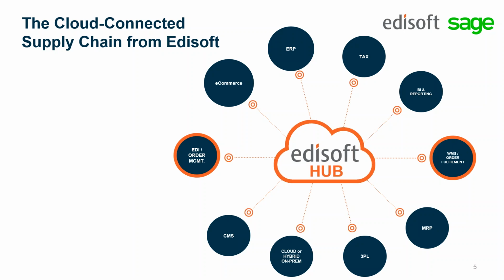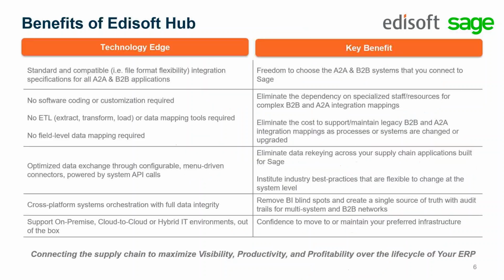So here's some of those technology considerations for the Edisoft Hub. Standard and compatible integration specifications for all A2A and B2B applications. A2A essentially being those applications that are supporting your internal processes, could be the warehousing application, could be a carrier management application, could be an MRP for manufacturing considerations. B2B is actually the connectivity to your trading partners and the people that you do business with. Could be suppliers, could be vendors, could be carriers, and that's also supported within our platform.